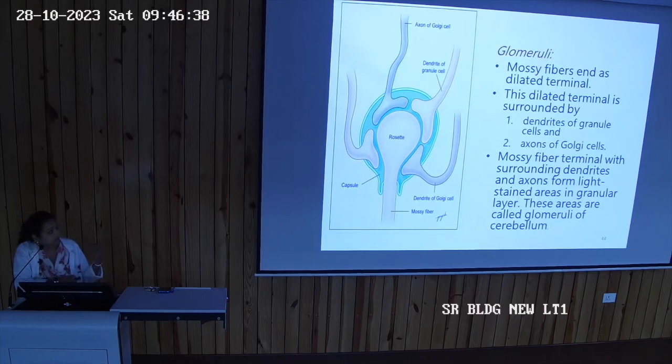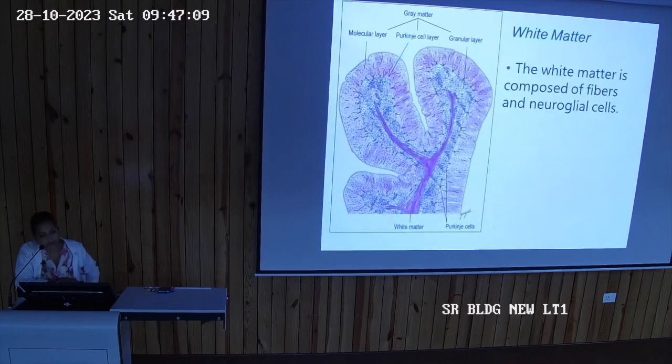See, this is the dilated end of the mossy fibers. This is the dendrite of the granule cells, and this is the axon of the Golgi cells. All three are uniting here and synapsing with each other. So there is a light stained area formed here. This circular area is known as the glomeruli of the cerebellum, which is basically the synapsing of axons of Golgi cells, dendrites of the granule cells, and mossy fibers. In the innermost part, we have myelinated axons in the cerebellum.